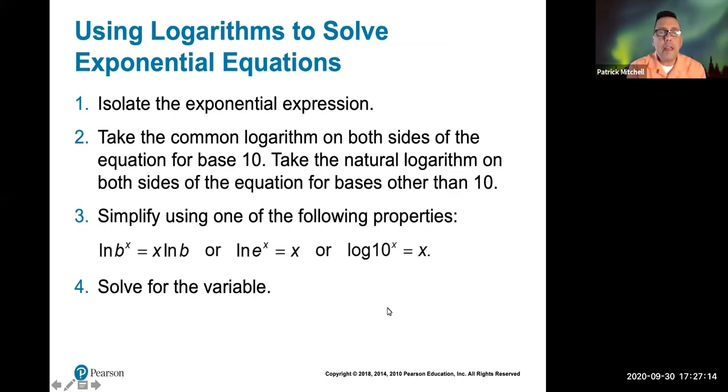Now, sometimes it's not possible to write the two sides of your exponential equation with the same base. And in that case, you can use logarithms. So what you do to use logarithms to solve exponential equations is first isolate the exponential expression. And then, now I don't think the rule is quite as strict as what it says here. They recommend that you take the common logarithm on both sides if the exponential expressions are base 10, and use natural logarithm for bases other than 10.